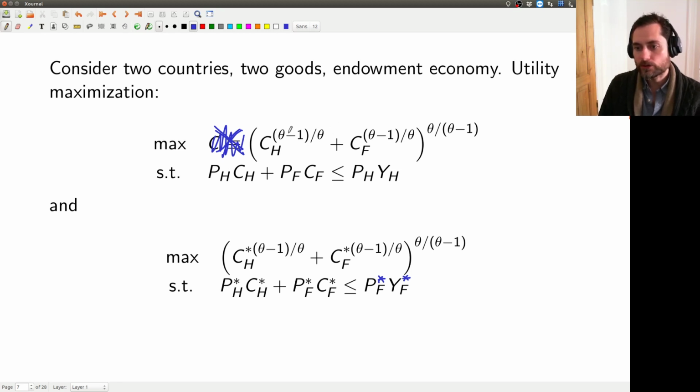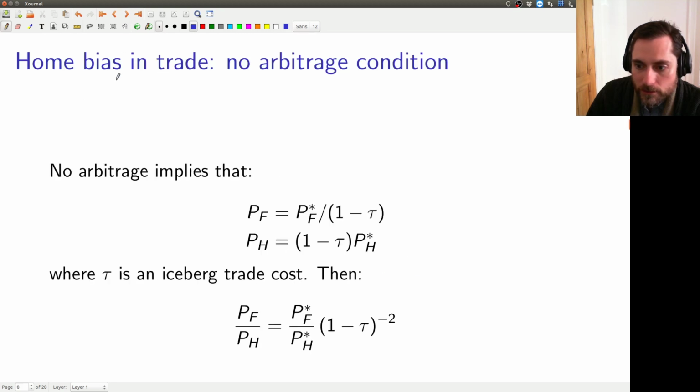If theta is close to 1, and here we're going to assume that theta is greater than 1, then it means that whatever the prices are, I'm going to consume about the same amount of CH and CF. Okay. So that's it for notation.